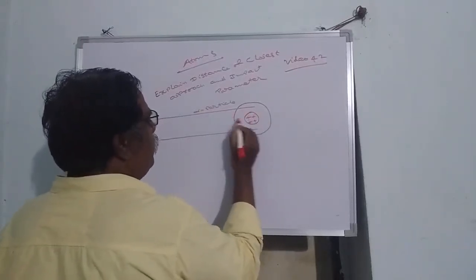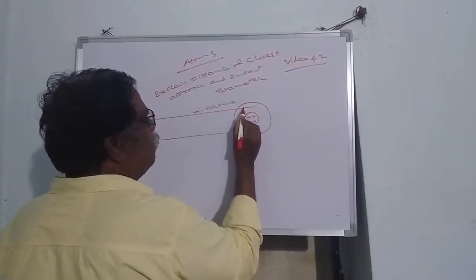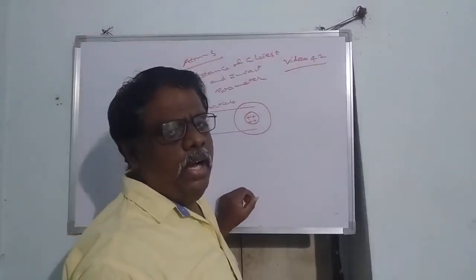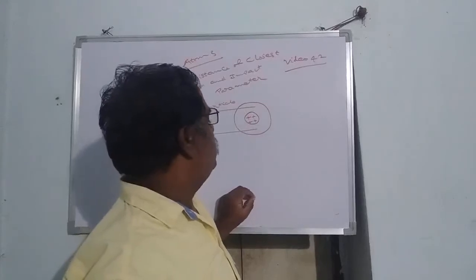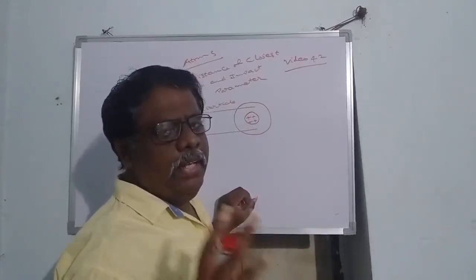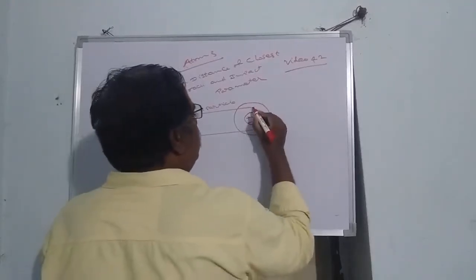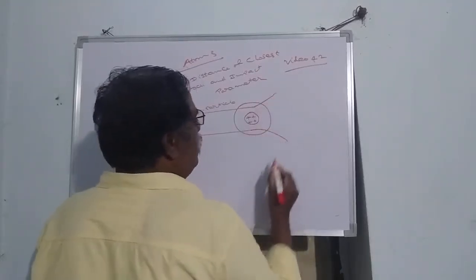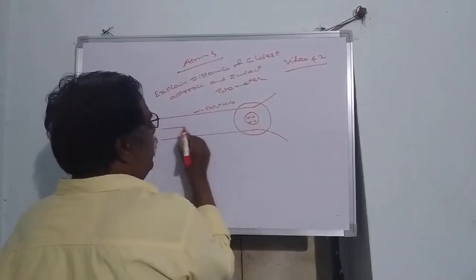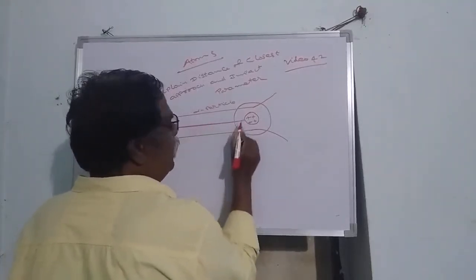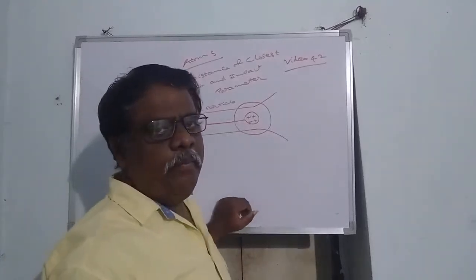So according to Coulomb's repulsive force between this alpha particle and the protons present inside the nucleus, there will be a repulsive force because both are positive. So the alpha particles get repelled like this. Suppose one of the alpha particles goes exactly head-on, that means at 180 degrees.